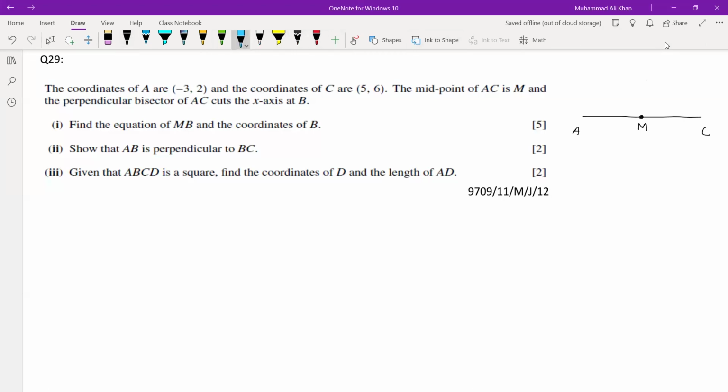The perpendicular bisector of AC cuts the x-axis at B. Let's say this is the x-axis. If the perpendicular bisector cuts the x-axis at B, bachcho, on the x-axis y is always 0, and x will have some value that we have to calculate. Let's say the value of x is a, so we need to calculate a, right?